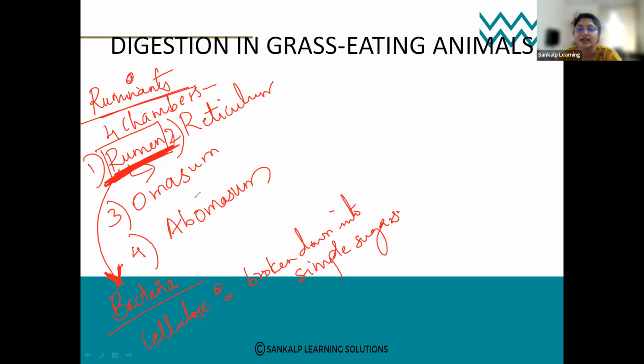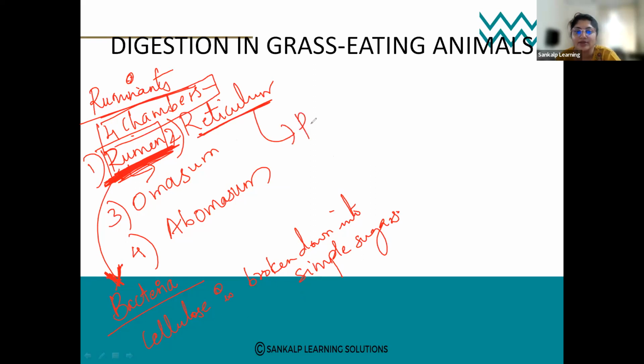The rumen is the largest chamber. Out of four chambers, the rumen is the first one. From the food pipe, food directly enters the rumen. Next is the reticulum. From the rumen, the partially digested food enters into the reticulum.